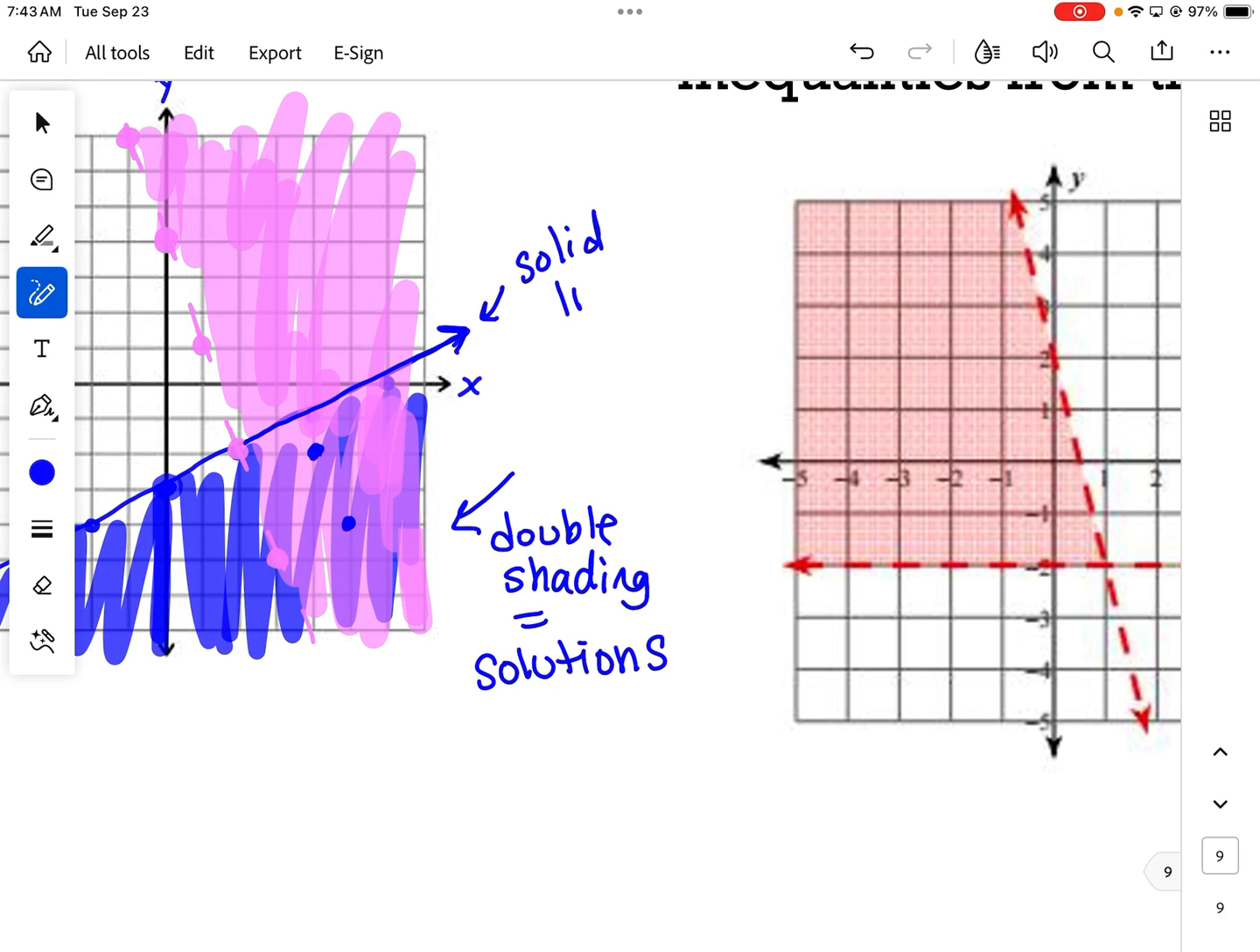So, solid line equals solutions. But not all the solid line, just in this area right here. The solid line, and then anything in the double shaded area. Just from here to here.